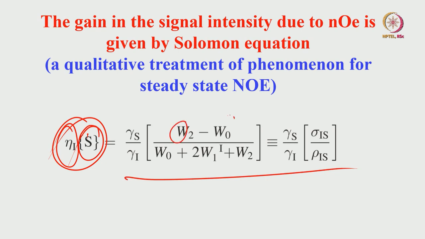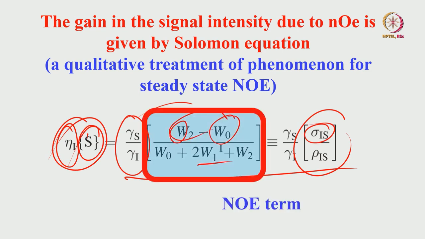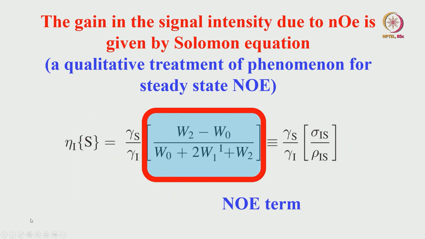W2 and W0, we already said, are the relaxation pathways. W1 too, these are the transition probabilities, relaxation probabilities. And this in short form is written like this: gamma S and gamma I into this range. This is called cross relaxation. This is an NOE term, first of all. The entire term given in the bracket is an NOE term.